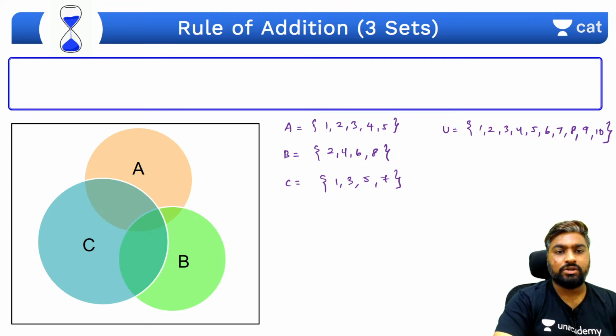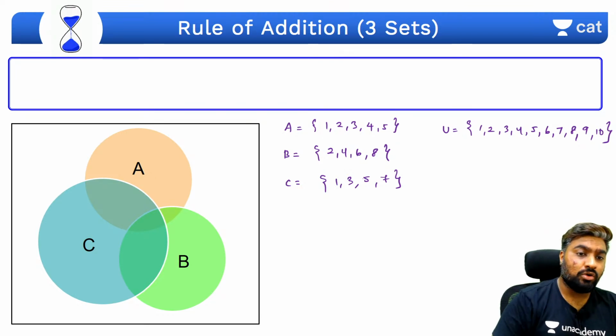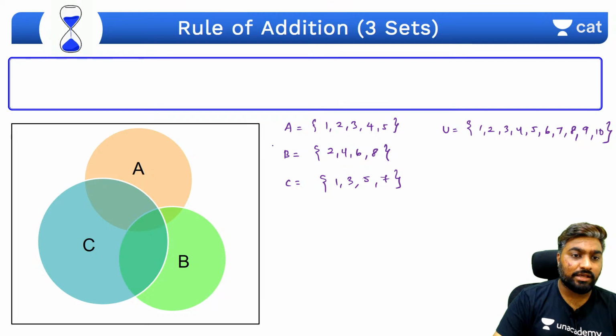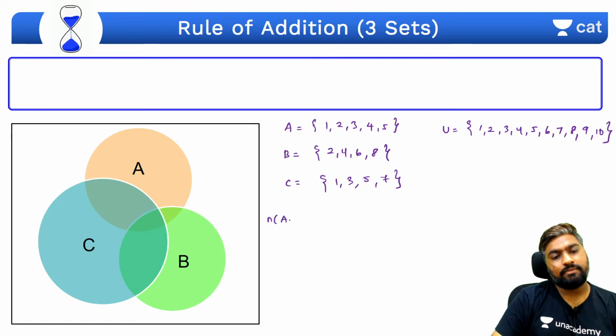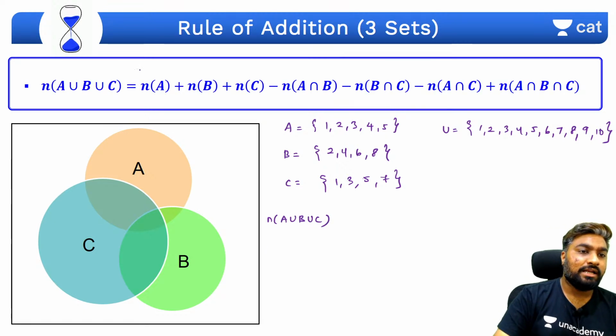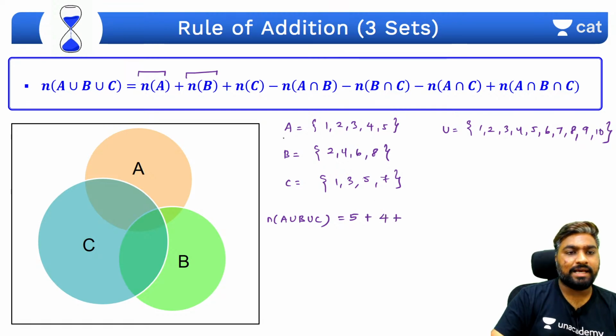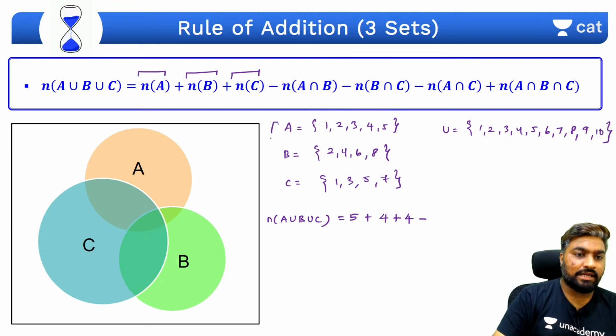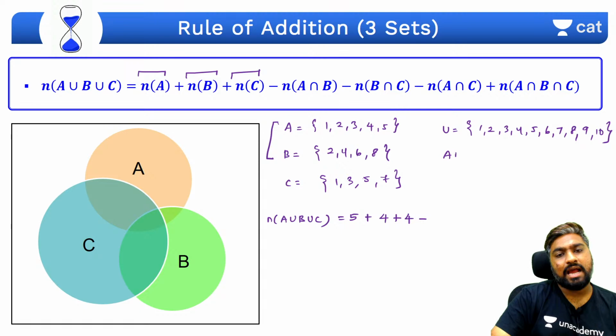Okay? Alright, so look at this, universal set is this, right? So if I want to find out the number of elements that belong in the union of all the 3, the number of terms that belong in A union B union C, this is going to be equal to what? Number of terms that belong in A, which is 5, plus number of terms that belong in B, which is 4, plus number of terms that belong in C, which is 4. Yes, minus number of terms that belong in A and B, right? Intersection of A and B, which is how much? How many terms belong in that? We have 2, 4. Yes, 2 and 4.